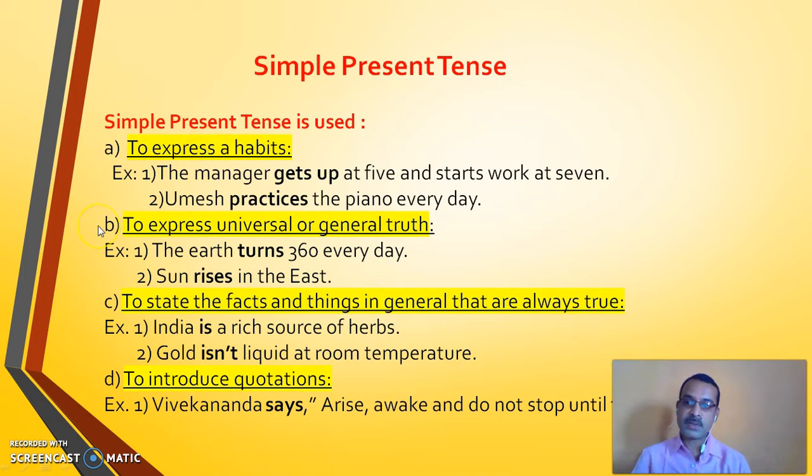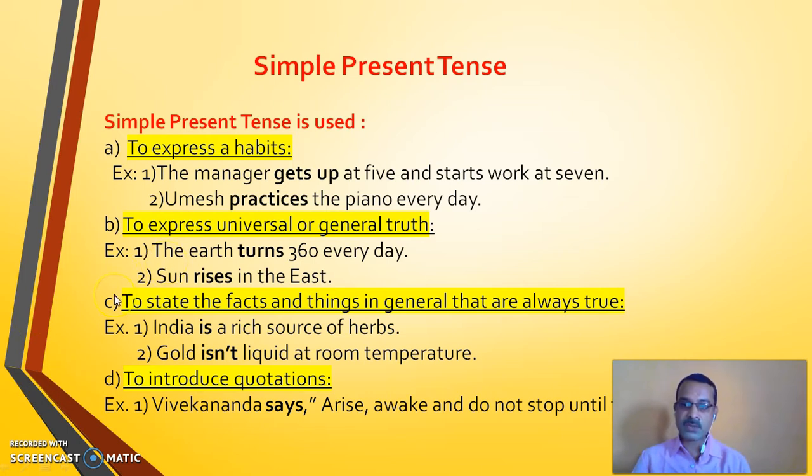Okay, now let's have a look at the second use of this tense, that is to express universal or general truth. Simple present tense is used to tell universal or general truth. For example, the earth turns 360 degrees every day. The second example, the sun rises in the east. In these examples, universal truths are spoken, and so they are written in simple present tense.